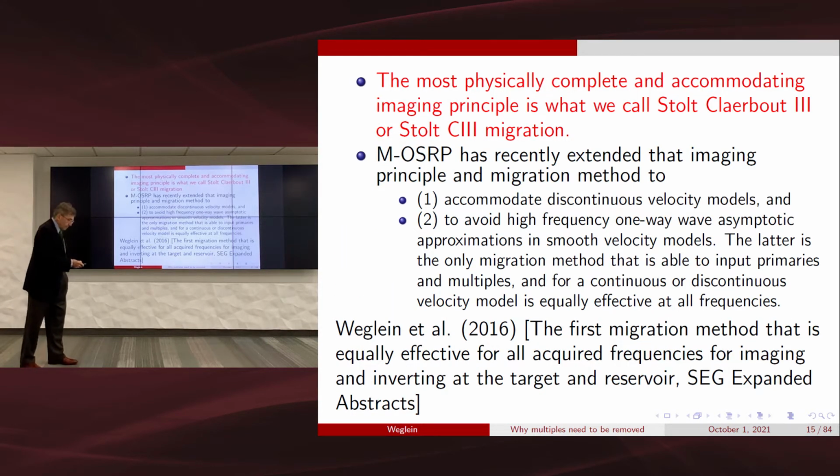Okay, so our group, MOSRP, in the last several years has extended Claerbout 3 to deal with non-homogeneous medium. So let's go back to this high frequency story. How do you know if a migration method has a high frequency assumption? One way is if there's a travel time curve. If there's a travel time curve, you know right away that the travel time curve is ray theory. So the time of that arrival could be somewhere on an ellipse. That's not wave theory, okay?